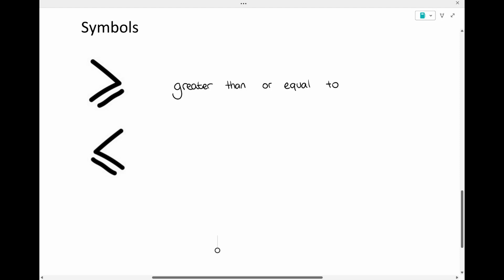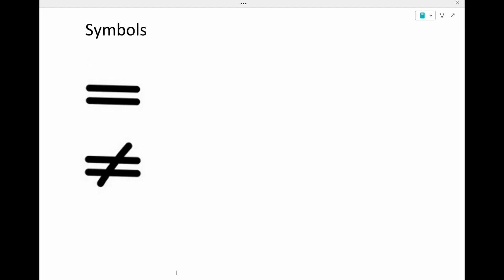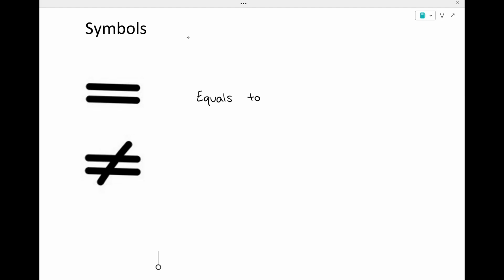As expected, this next symbol also follows the pattern from earlier. This one simply means smaller than or equal to. So once again, if we had an A here and a B here, A is smaller than or equal to B. We are now on to our last two symbols. This first one everybody should know. This one simply means equals to. Then there's this quite peculiar looking one. This is simply an equal sign, but of course it has this line through it. This one simply means not equal to.